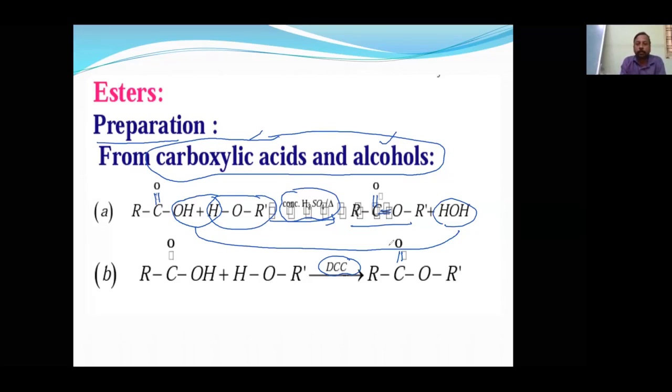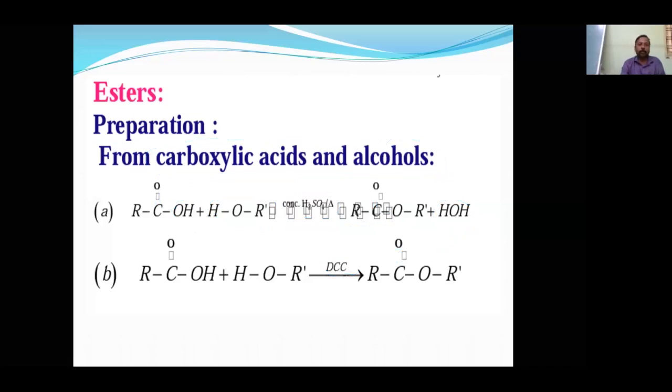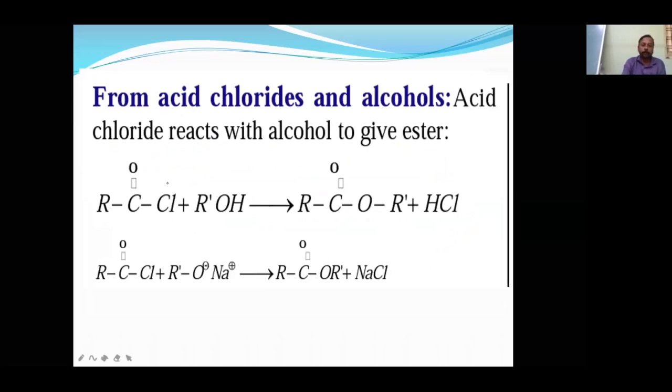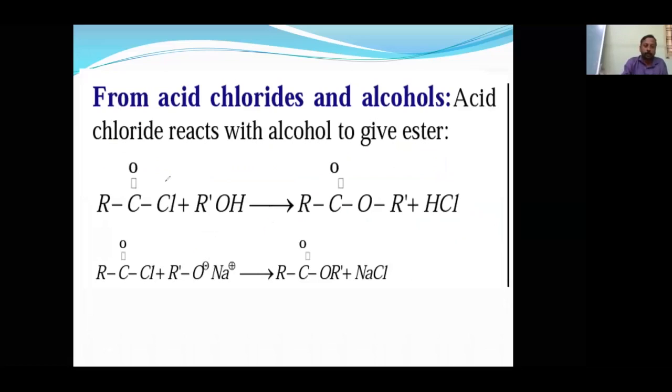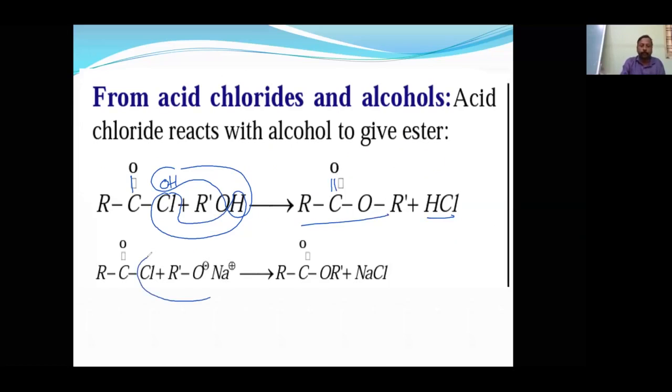Now let's see the next part, from acid chloride and alcohol. Up to here it is common. In alcohol and carboxylic acid, it is OH, so HOH, water, is removed. But here it is Cl, so HCl will be removed and it is going to give you the ester. In the same way, Cl and Na will be removed, then ester will be formed. So you can use alcohols or you can use the sodium salt of alcohols also. Then the ester will be prepared directly. This is the second preparation method. Now let's see the next one.